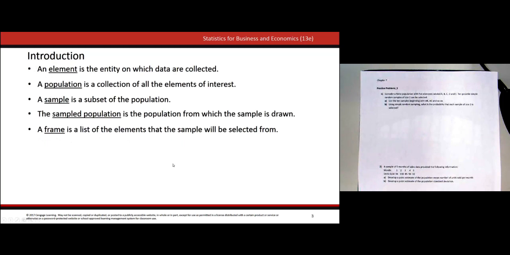What's an element? An element is the entity on which data are collected. A population is the collection of all the elements of interest. For example, if we are interested in the average apartment rent in Alabama, then we have to collect this information from every single apartment if we need to calculate this average apartment rent exactly. Then the population consists of every single apartment in Alabama.